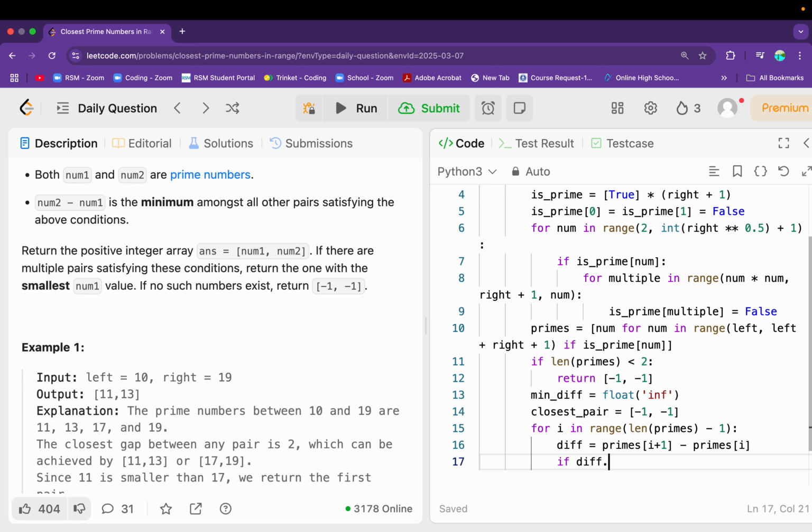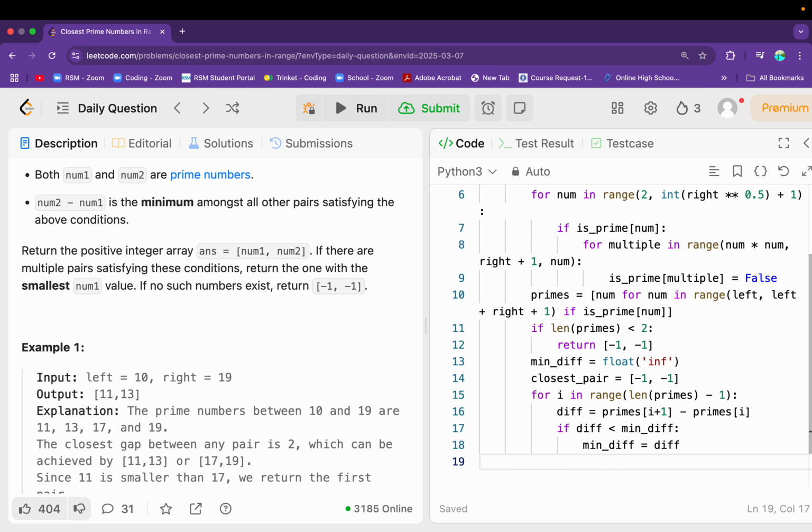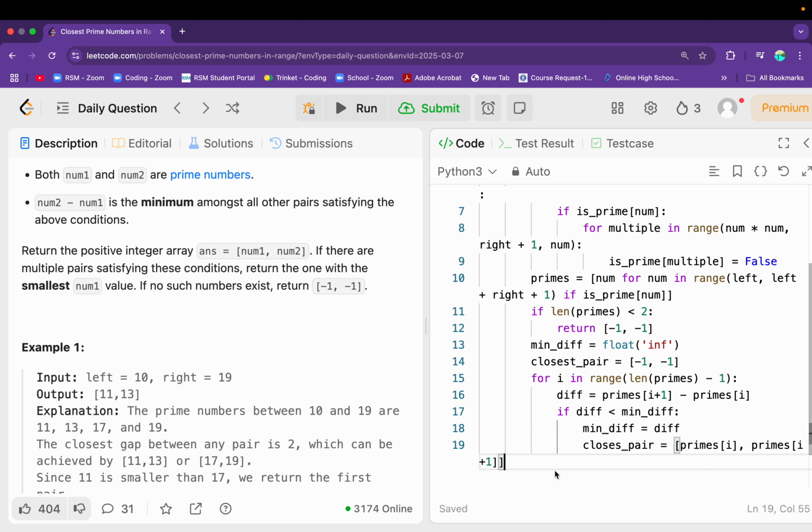So once we get the current difference, if the current difference is smaller than the current minimum difference that we've seen so far, min diff I think is what I call it, well then we want to update our return value. So we'll set min diff to be this new difference that we currently saw as the smallest difference so far, and update the closest pair, our output value, or our num1 and num2 values, to now be primes at i, and you guessed it, primes at i + 1. The current element and the element directly after it, if it does minimize the difference so far.